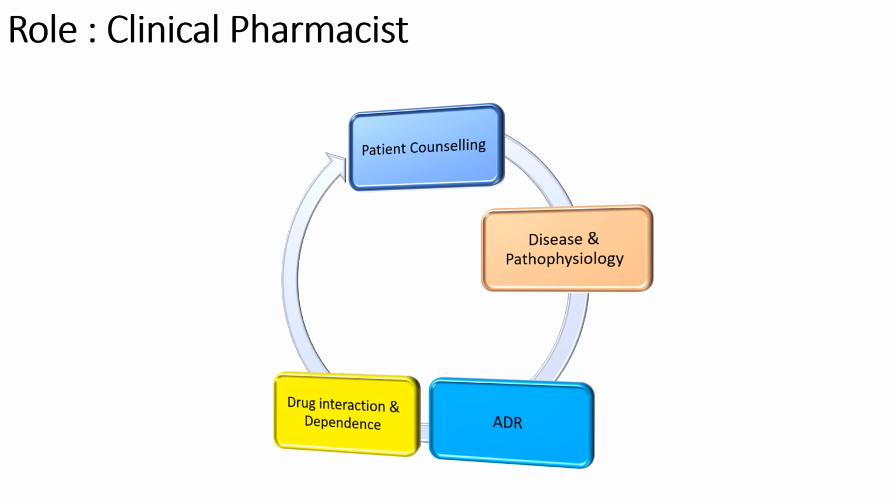Then drug interaction and dependence. Pharmacists must have knowledge about which drug interacts with which, the drug-drug interaction, or a drug interacting with any chemicals. So they must have particular knowledge of the drug, whether it interacts drug-drug or causes any allergic conditions. Ultimately they must have knowledge about drug interaction and drug dependence.